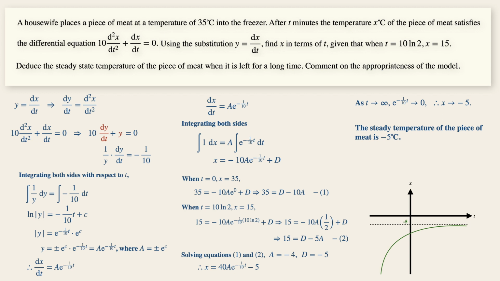Now to comment on the appropriateness of this model: it is appropriate since the ideal temperature for frozen meat can be a negative value, which is minus 5 degrees Celsius.